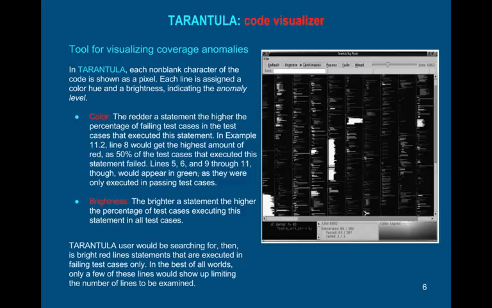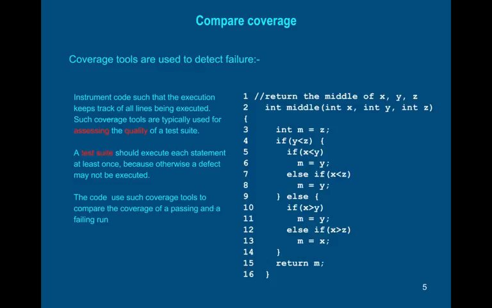In the last example, line 8 would get the highest amount of red, as 50% of the test cases that executed this statement failed. And lines 5, 6, and 9 through 11 would appear as green, as they were only executed in passing tests. Just take a look at the code and you can see the difference.